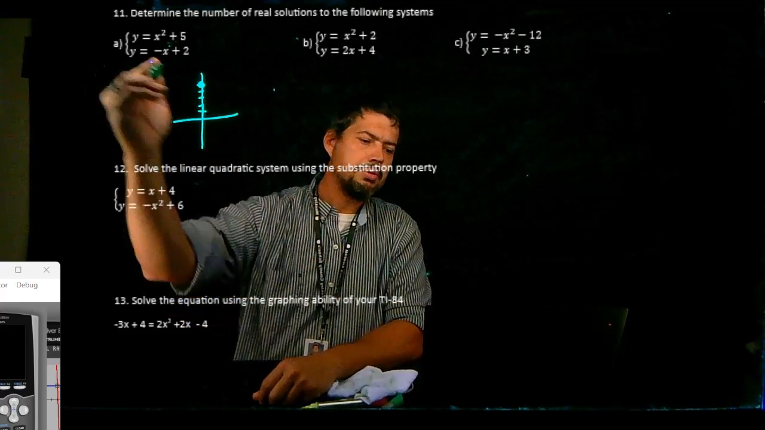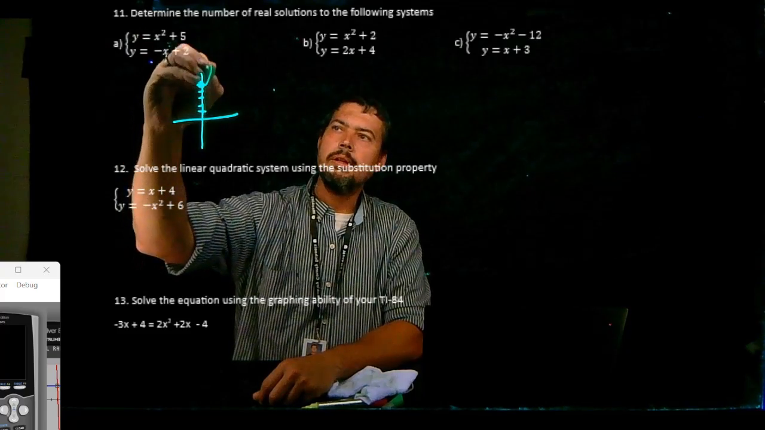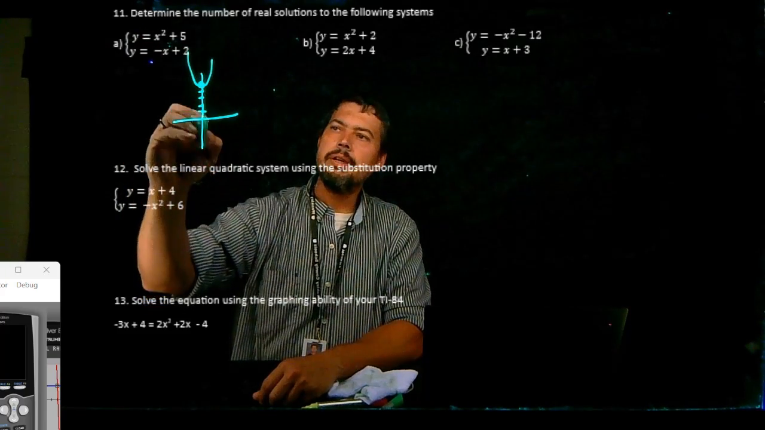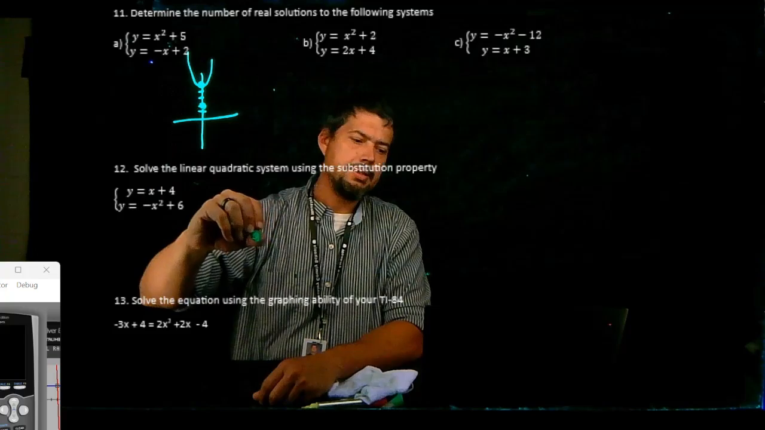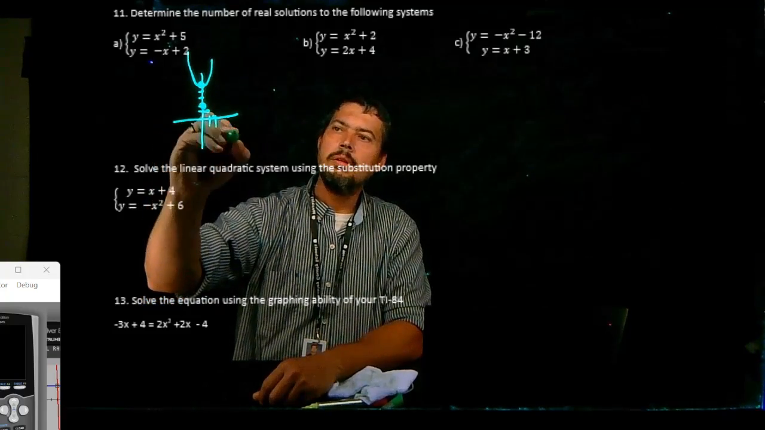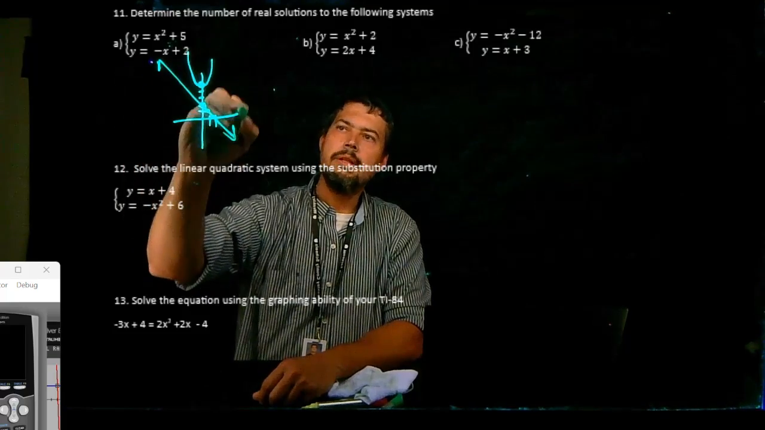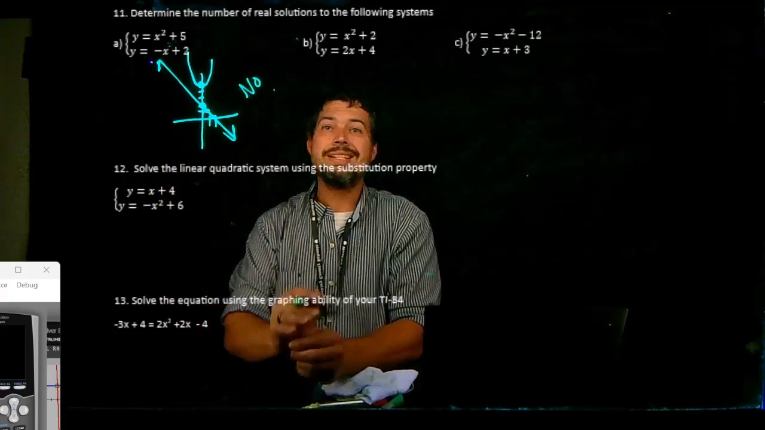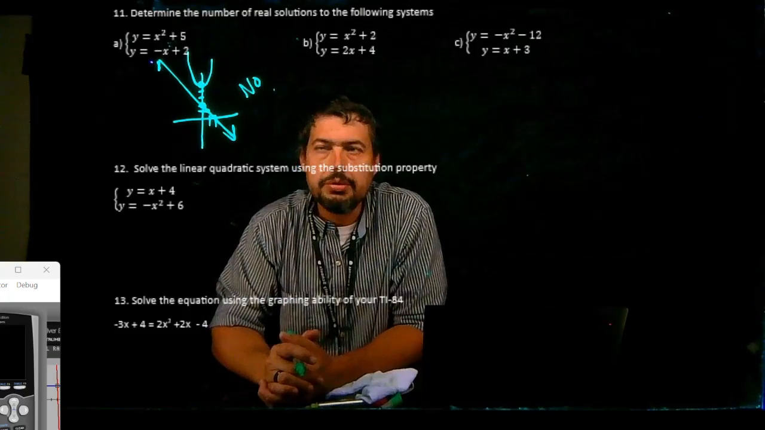It has an initial slope of 1. It looks like that. Negative x plus 2 crosses the y-axis at 2. Falls 1, runs 1. Looks like that. These are mental problems for, sadly, a select few individuals.